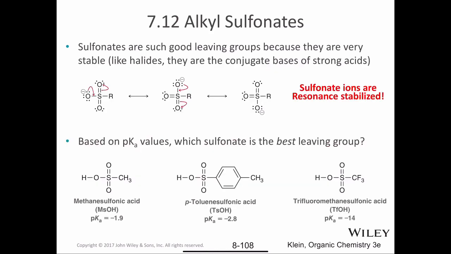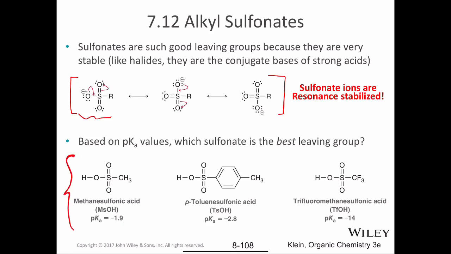So it says sulfonates. Why are they such good leaving groups? Well, it's because they're very stable. Like halides, they're the conjugate bases of strong acids. And here I have shown a sulfonate, and you can see the other two resonance contributors, and everybody in our class should be able to draw those kinds of resonance contributors. So the sulfonate ions are resonance stabilized. So since the anion is stabilized, it makes it a stable base, and it makes it a very good leaving group.